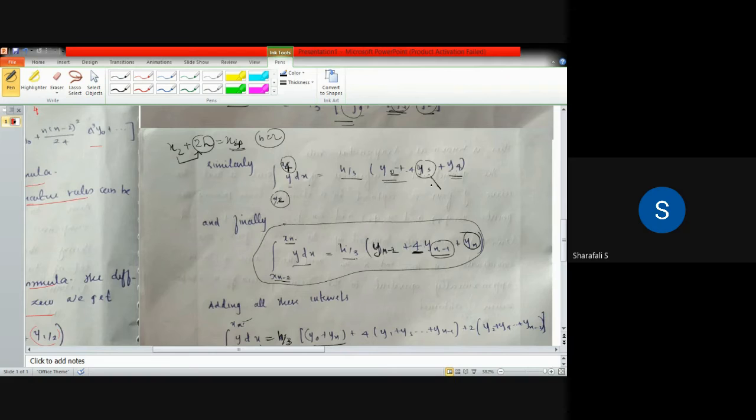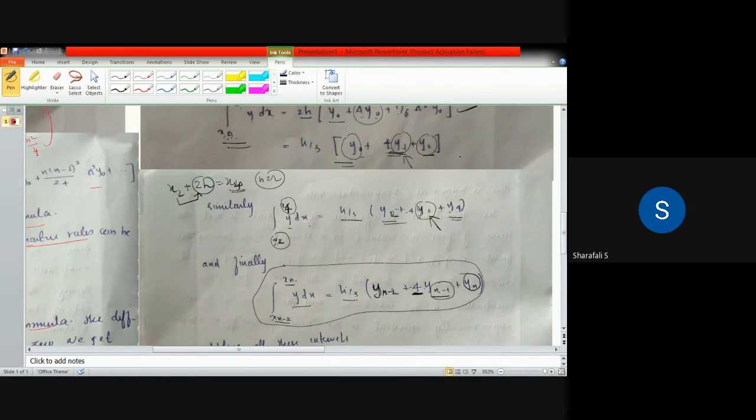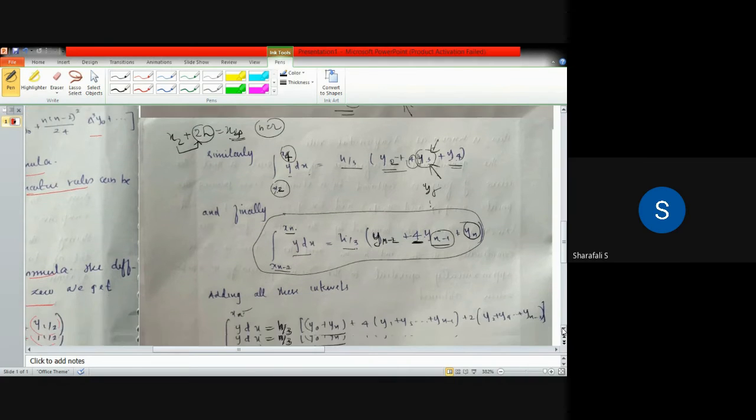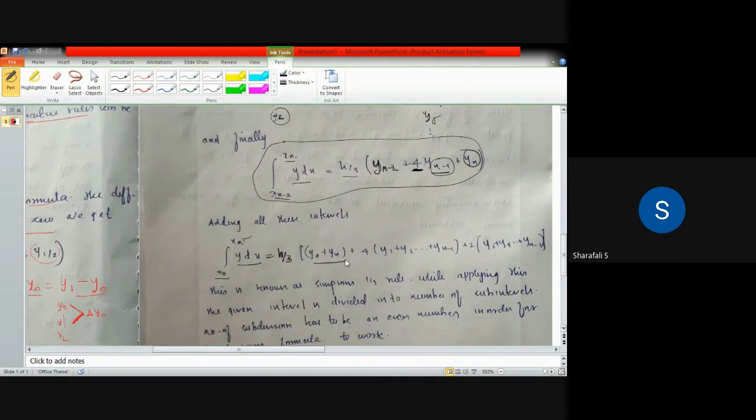You can see y3 here. Here you can see y1. So y1, y3, next one will be y5, and so on. All these terms with multiplication of 4 are the odd terms of y. So we can write it as 4 times y1 plus y3 plus y5 plus etc., up to yn minus 1. So that is this term.